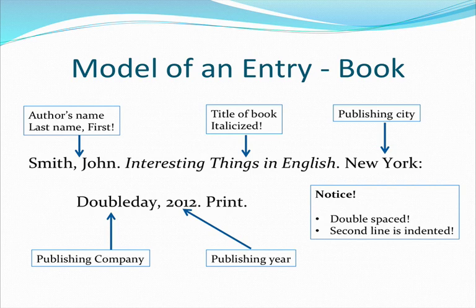You're going to have the author's name first in your entry. Last name, comma, first name. Then you're going to have the title of the book, and it needs to be italicized because that's what we do to book titles. Then comes all the publishing information. You give the city, followed by a colon, the company, followed by a comma, the year it was published, period, and then go ahead and tell us that this was a print copy of this text.